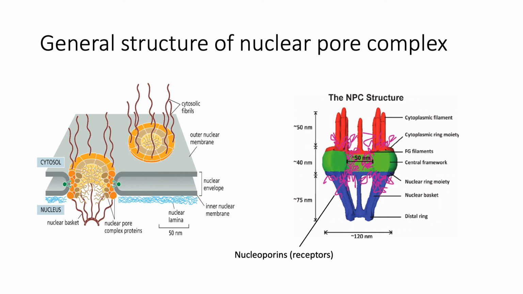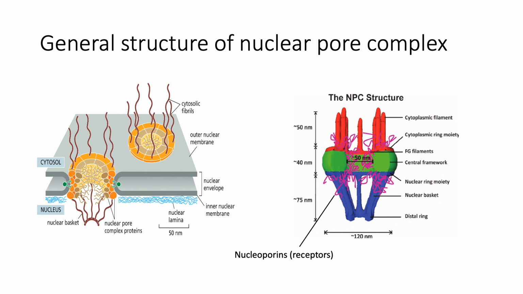RNA molecules are allowed to get into that basket by virtue of the poly-A binding protein. If you look on the right-hand side, this shows the structure again as an illustration: the cytoplasmic filaments which stick out into the cytoplasm, the central framework or ring moiety, then the nuclear basket. This is what these things are thought to look like.